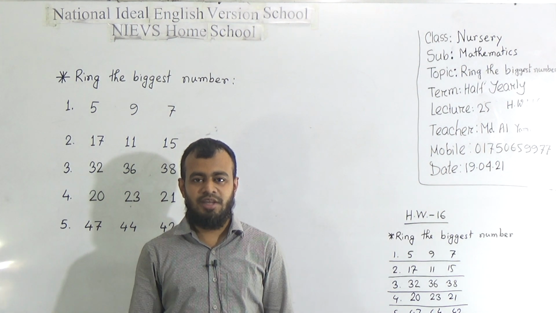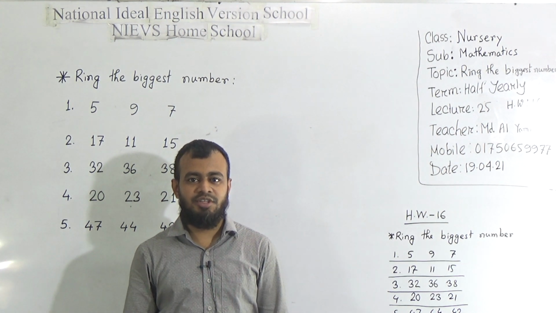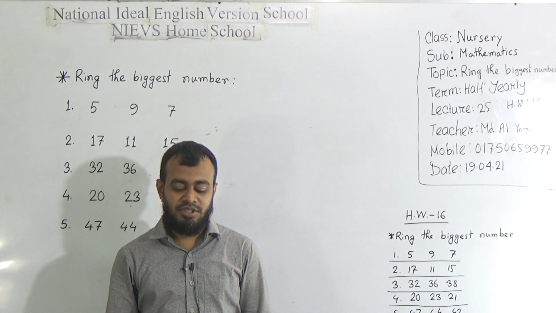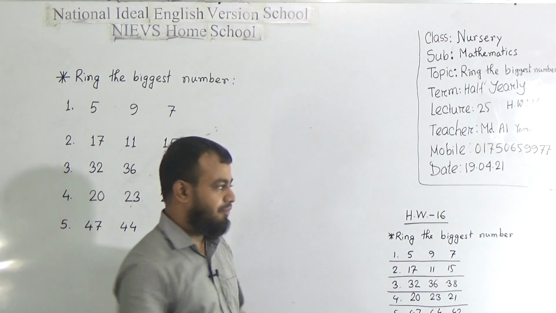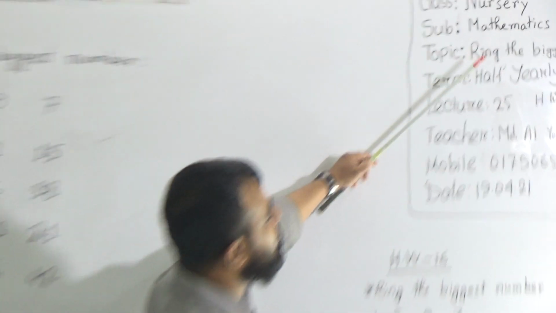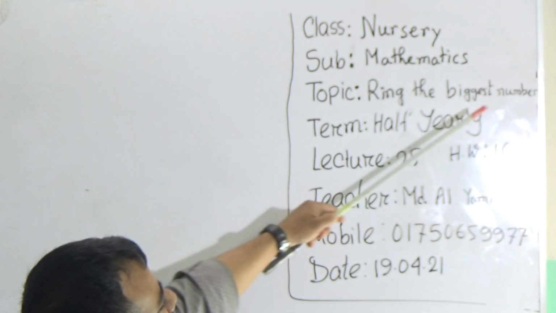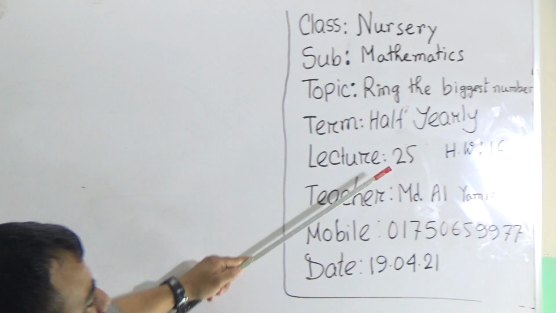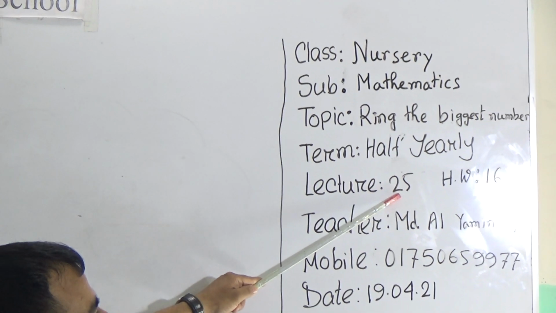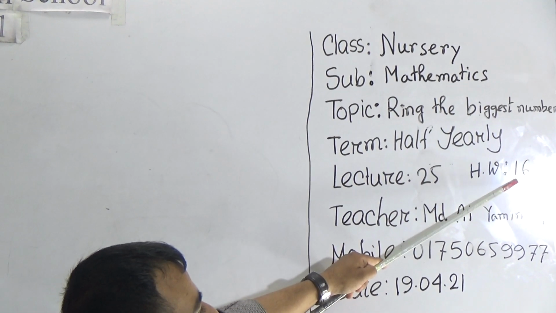My dear students, today I am going to take a mathematics class for the students of class nursery. Our today's topic is ring the biggest number. Look at the topic. The topic is ring the biggest number. Our lecture number is 25, and my dear students, you have the homework. Your homework number is 16.